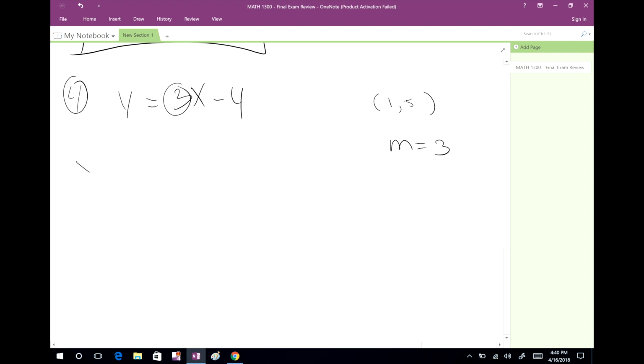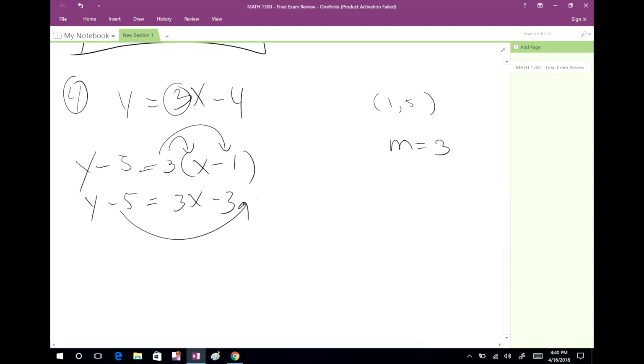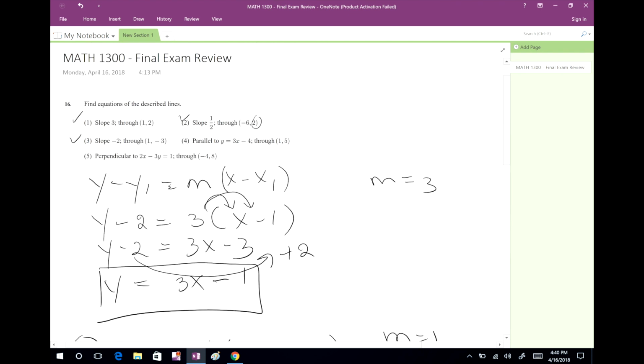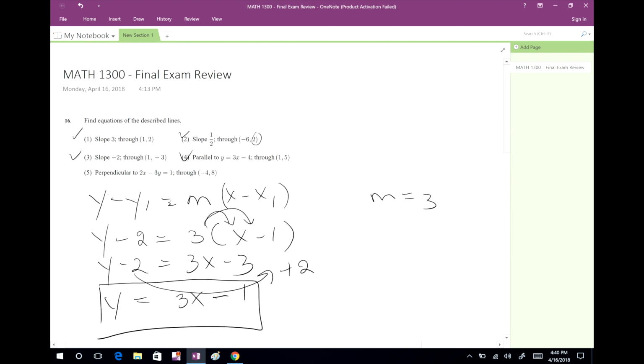So we get y minus 5 equals 3 times x minus 1. Let's go ahead and distribute the 3. I get y minus 5 equals 3x minus 3. Let's go ahead and move the 5 to the other side to become positive. y equals 3x, and I have negative 3 plus 5 gives me a positive 2. And that would be the equation of that line. Let's go ahead and do one more here.